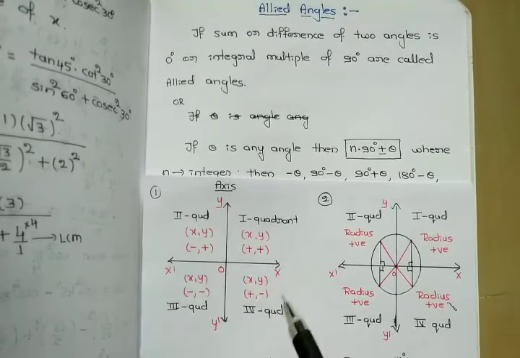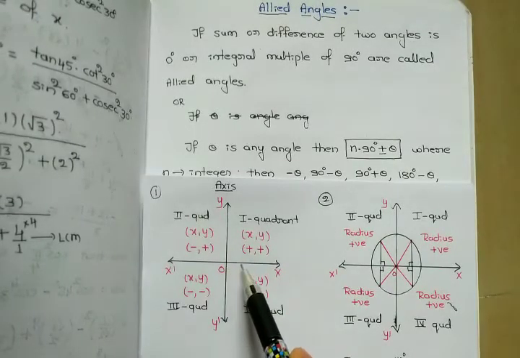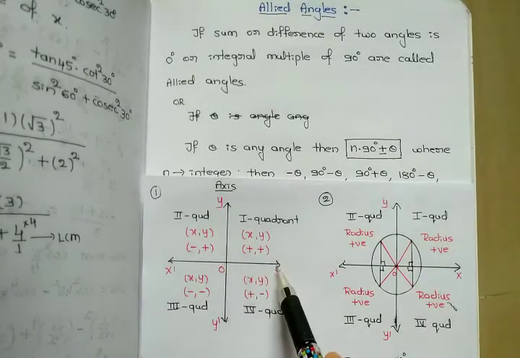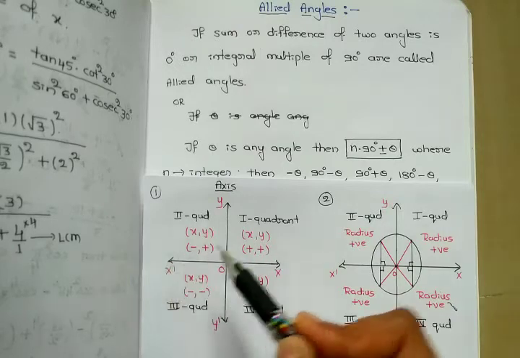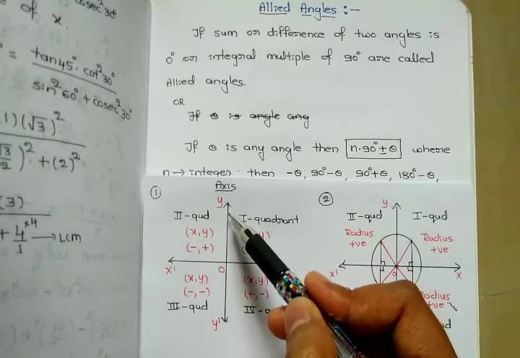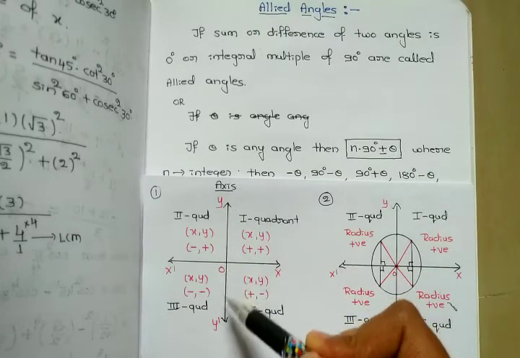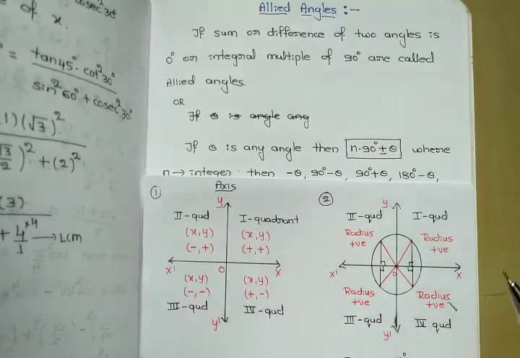Again in these quadrants, if I go to the right side on the x-axis, all the values are positive, and here all the values are negative. Similarly, if I go in the upward direction, all the values are positive, and down here all the values are what?